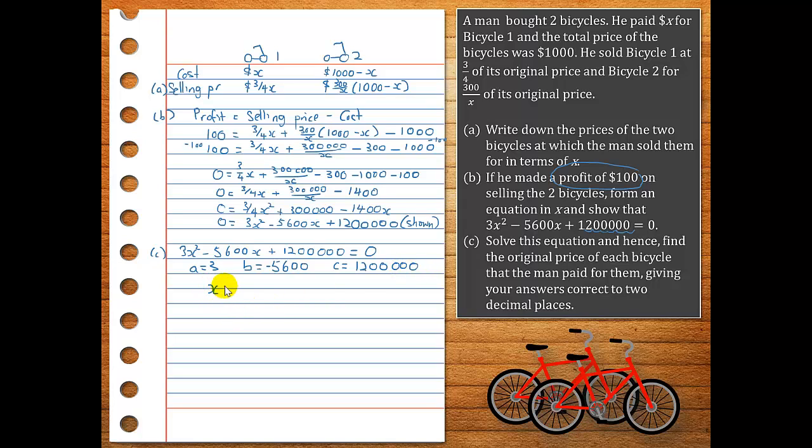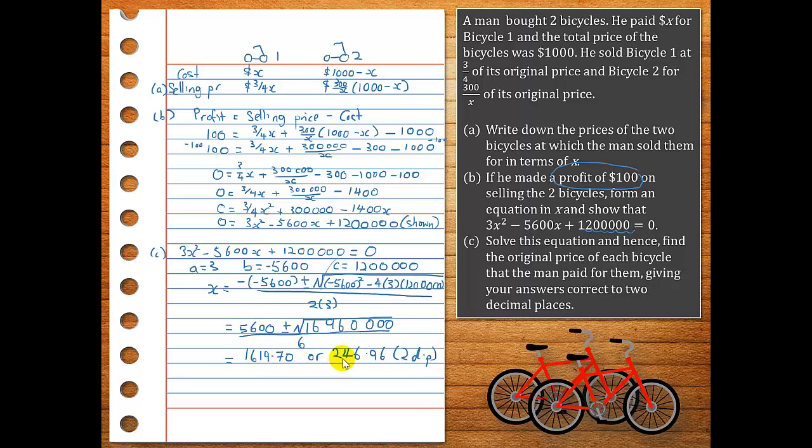And hence we have x equals negative b plus minus square root of b squared minus 4ac over 2a. And simplifying it, we have positive 5,600 plus or minus the square root of 1,696,000 over 6. Pressing the calculator, we will have 1619.70 or 246.96, correct to 2 decimal places.